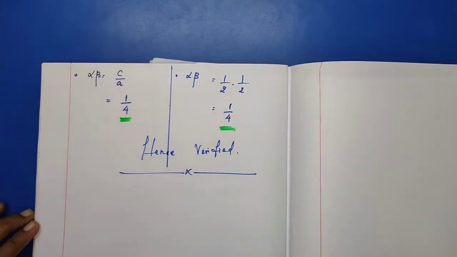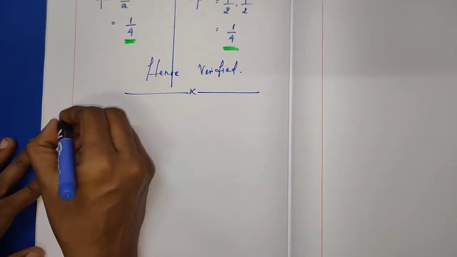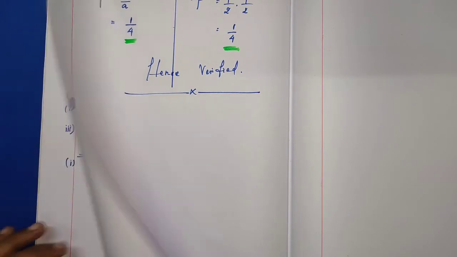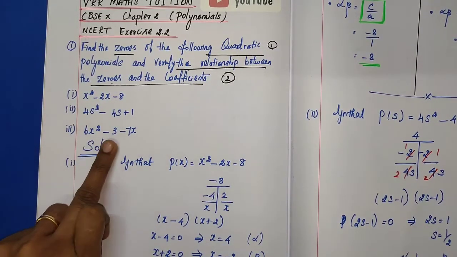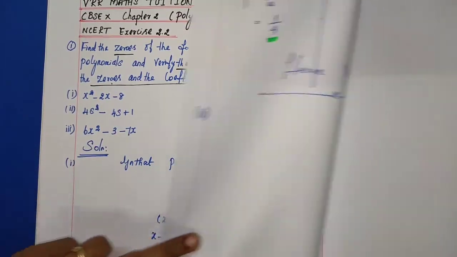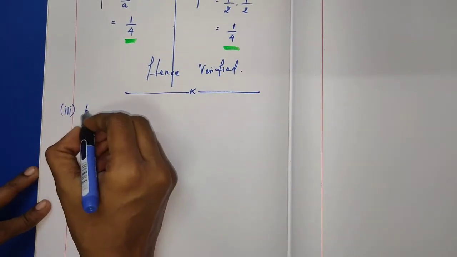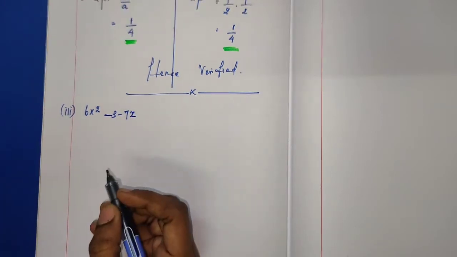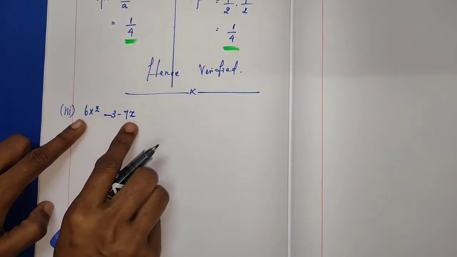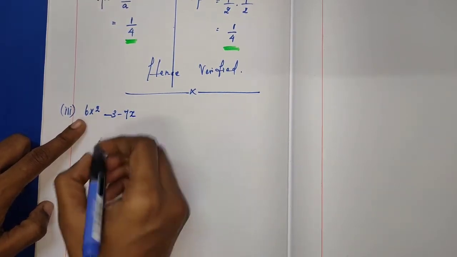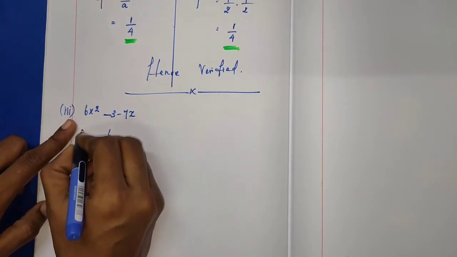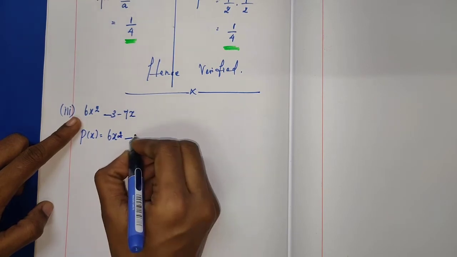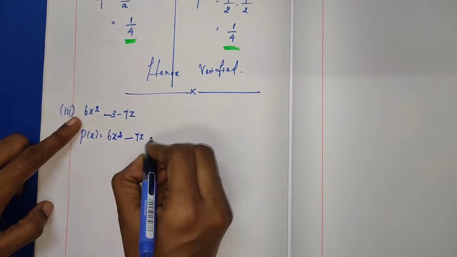So let us look at the third division. Third division question: 6x square minus 3 minus 7x. The terms should be in the correct order, the standard format. So p of x is equal to 6x square minus 7x minus 3.